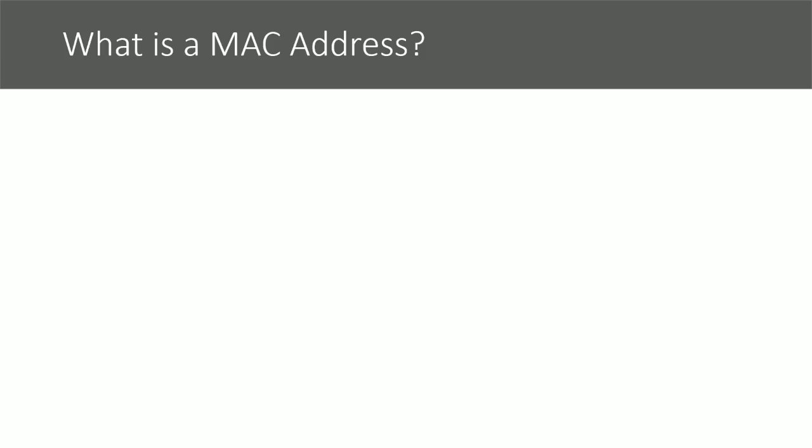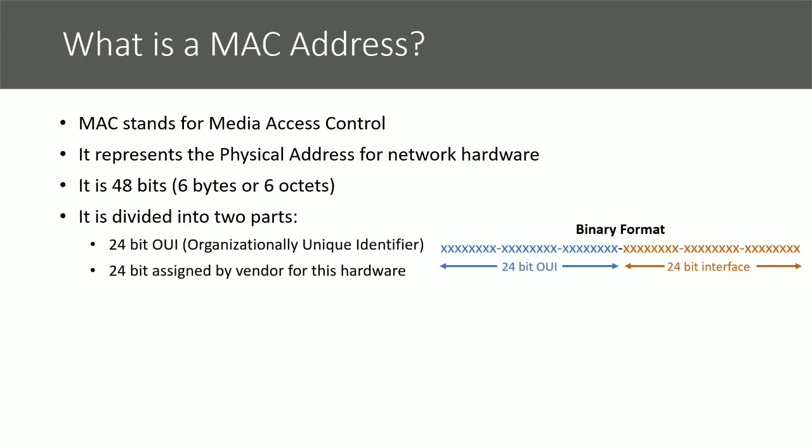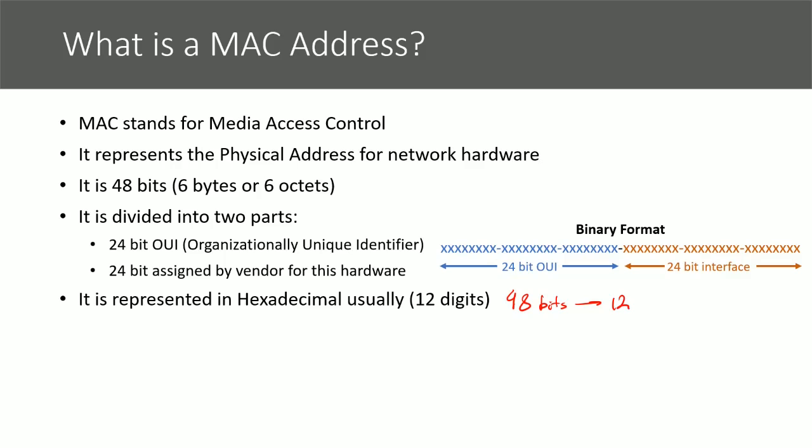Before going deep into switching, let's discuss the MAC address. What is a MAC address? MAC stands for Media Access Control. It represents the physical address for network hardware. It is 48 bits, which is 6 bytes or 6 octets, and it is divided into 2 parts. The first part, which is 24 bits, is called the OUI, or Organizationally Unique Identifier. The other 24 bits are assigned by the vendor for this hardware or this interface. Usually, it is represented in hexadecimal. So 48 bits is equivalent to 12 hexadecimal digits.